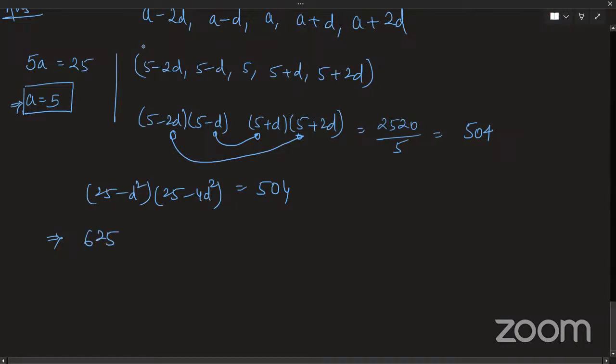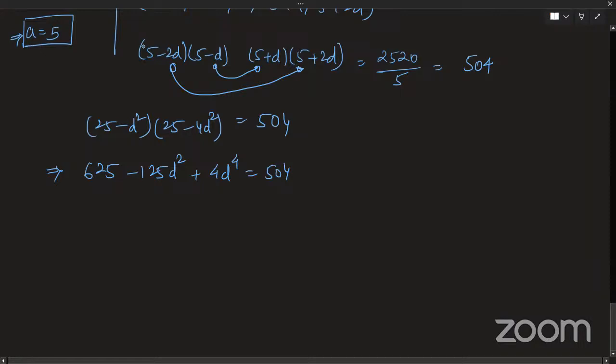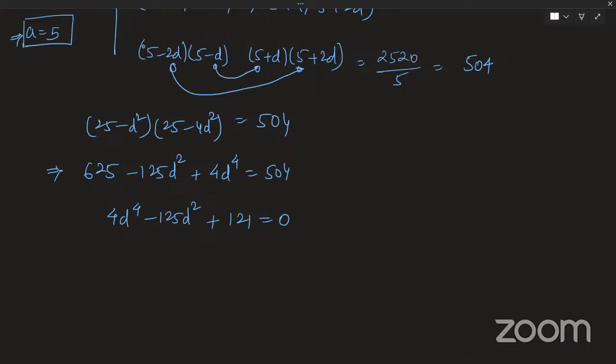So 625, right? How much will it be? 25 minus 100 is minus 125, right? Yes, sir. Plus 4D raised to 4 is equal to 504. Right? So taking it this side, 4D raised to 4 minus 125D square plus 121 is equal to 0, right? Everyone got this? Yes, sir. Okay.